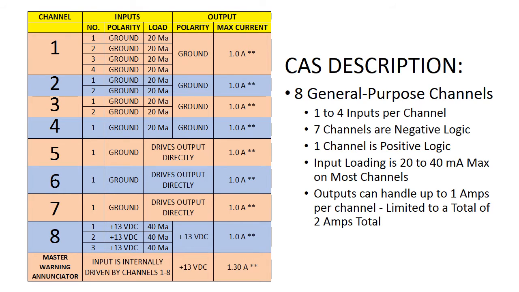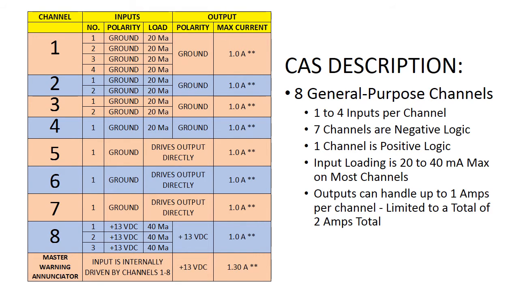So looking at this chart, I'll not go into too much detail, but basically there are two input types. Most of them are negative logic, meaning that a ground on an input pin indicates a fault condition. Channel 8 is the exact opposite. It takes a plus voltage to indicate an alarm condition. Most of the inputs, as I mentioned, are buffered, so the load on the input for most of them is 20 milliamps or less. Channel 8 is a 40 milliamp load.